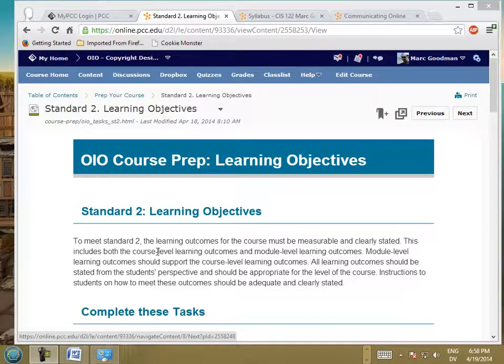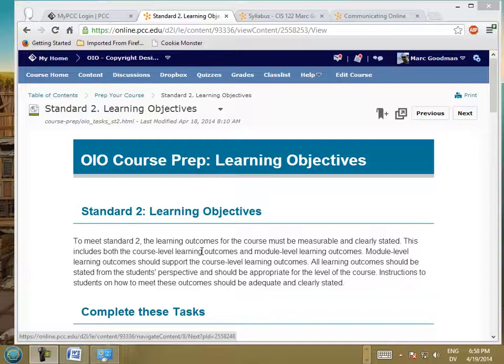So this includes both course level learning outcomes and module level learning outcomes. So the overall outcomes for the course, as well as the outcomes that you have for each module that supports learning those course level learning outcomes. Module level learning outcomes should support the course level learning outcomes. So for example, if you have 6 course level learning outcomes, you should address each of those learning outcomes somewhere in your module level learning outcomes.